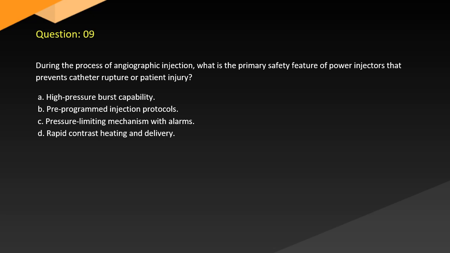Question 9. During the process of angiographic injection, what is the primary safety feature of power injectors that prevents catheter rupture or patient injury? A. High pressure burst capability. B. Pre-programmed injection protocols. C. Pressure limiting mechanism with alarms. D. Rapid contrast heating and delivery.